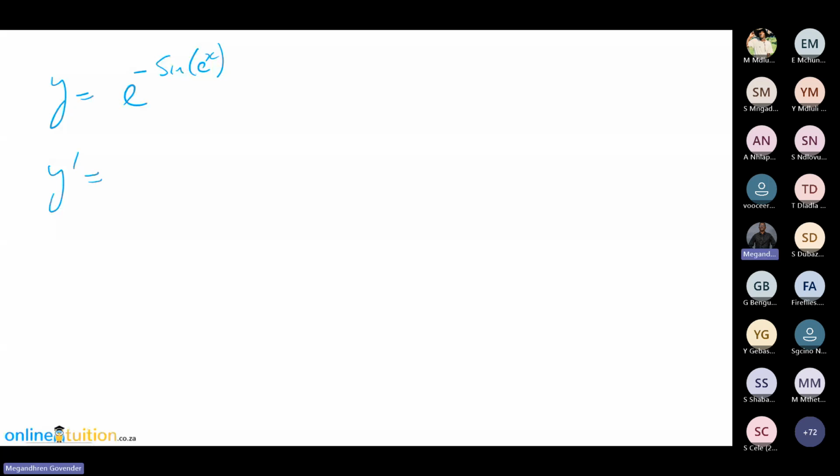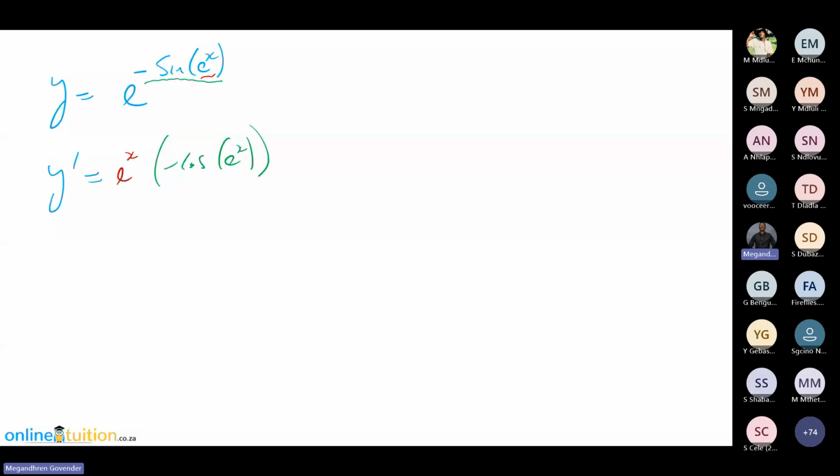Look at the innermost function. The innermost function is e to the x. What's the derivative of e to the x? It is e to the x. That's right. Now, what's the derivative of minus sine of something? It's minus cos of something. You got to use that word something.